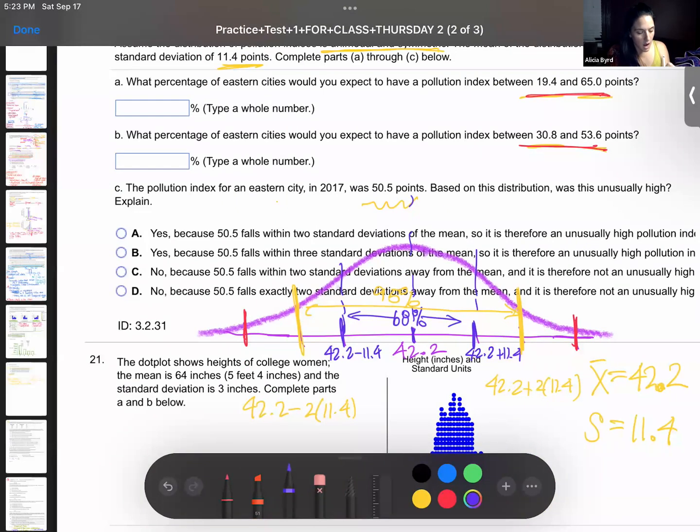So let's go ahead. I'm going to do 42.2 and I'm going to subtract 14.4.